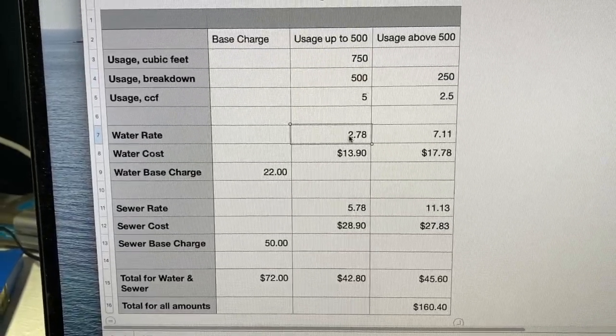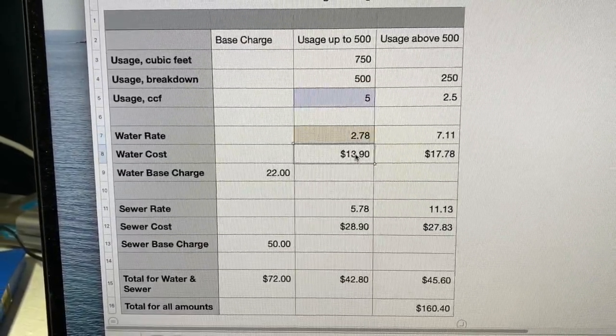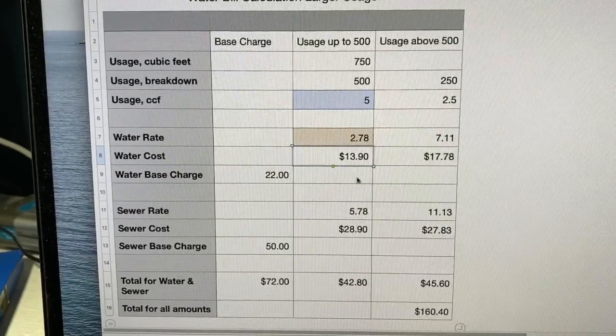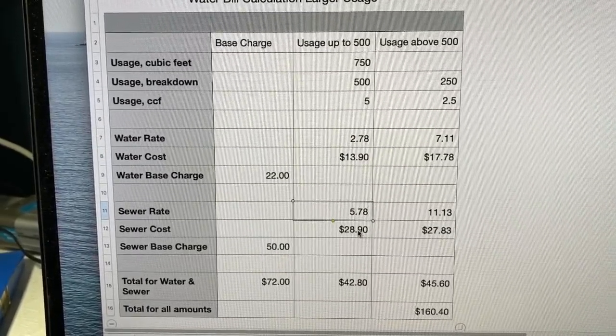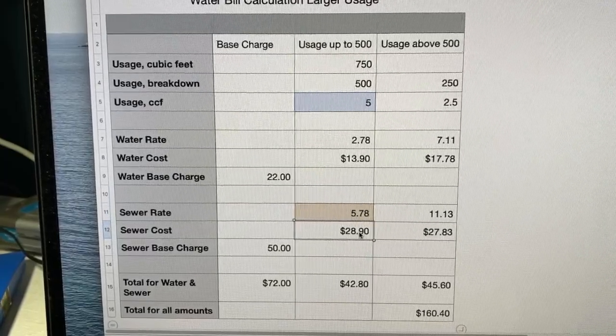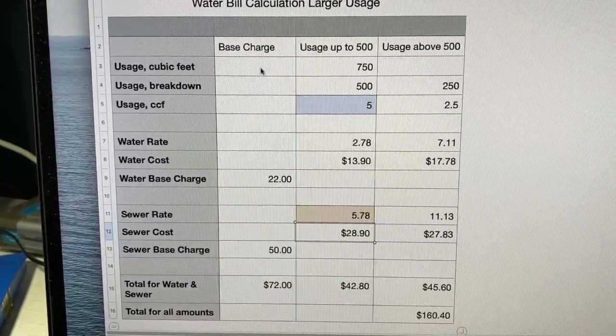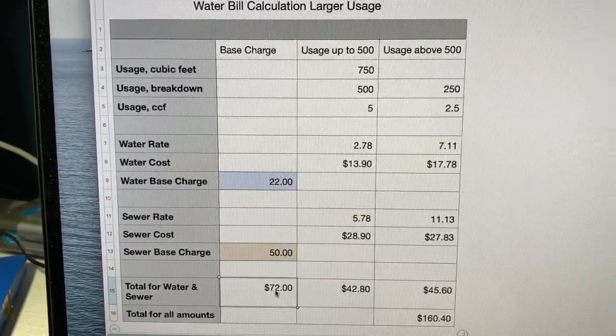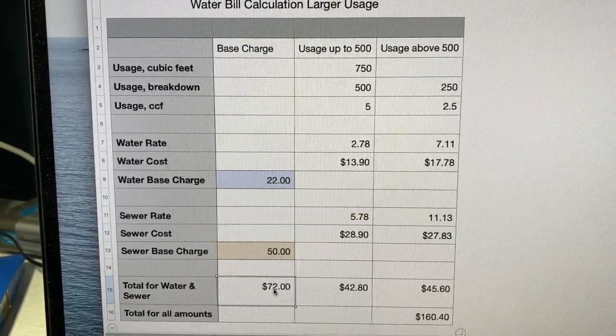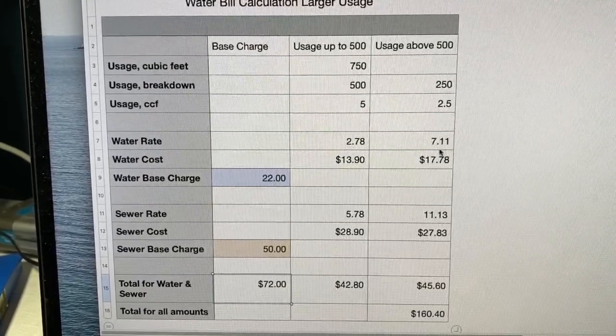So the rate for the first 500 is $2.78, that's $13.90. And for wastewater it's $5.78, and that's $28.90. Now I put the base charge in a separate column just to keep things clear, because you're always going to pay the $72 no matter how much you use.